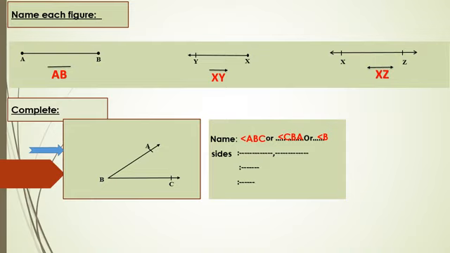The two sides of this angle are BA ray and the second side, BC ray. So the first side, BA ray and the second side, BC ray. There are two sides of this angle. Vertex is B. The type of this angle is acute angle because this angle is smaller than 90. So its type is acute.